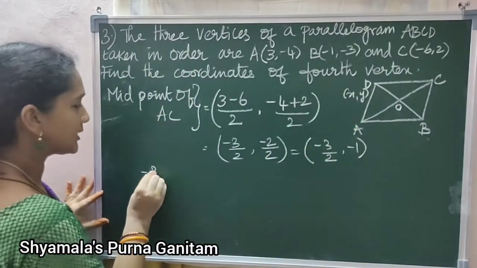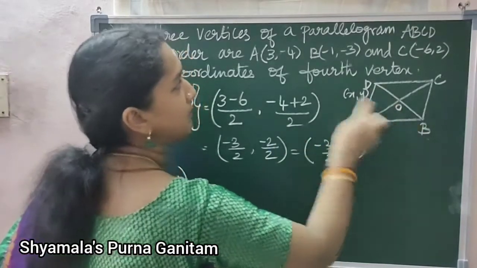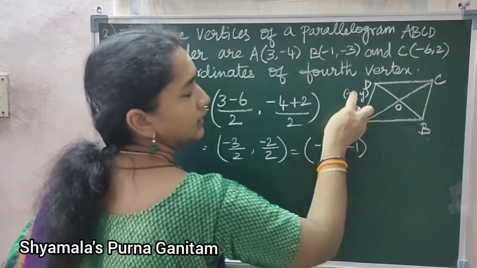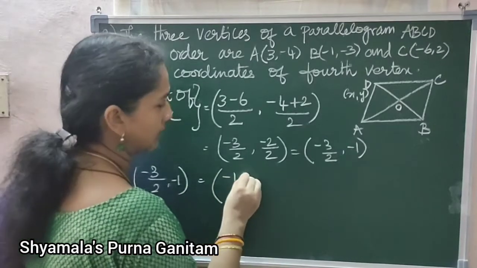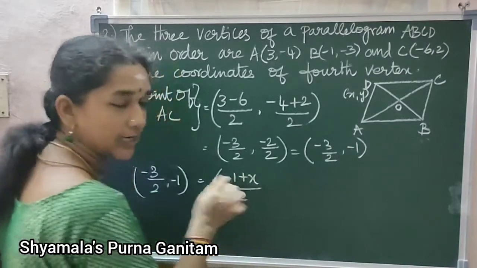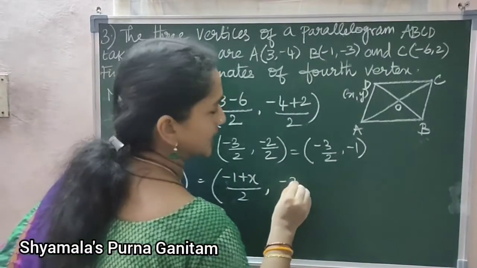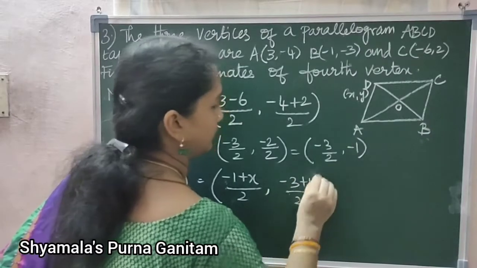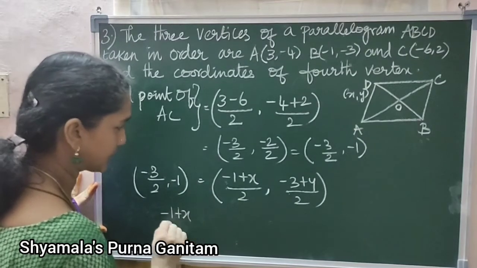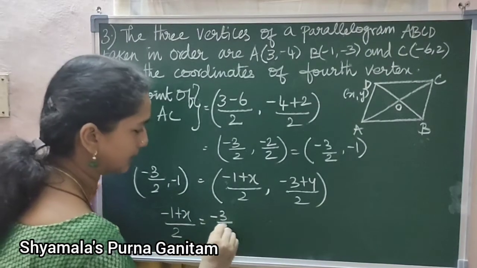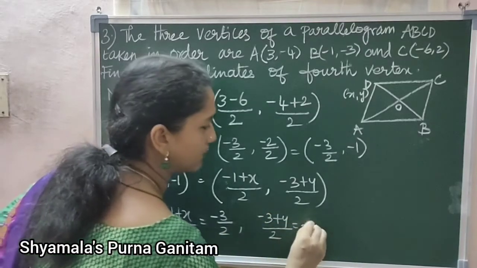So minus 3 by 2 comma minus 1 is equal to, what is the B point? We will take the midpoint formula for this. So B is minus 1 plus x by 2. That only you are asked to find. Minus 1 plus x by 2 and minus 3 plus y by 2. Okay, so we equate this. Minus 1 plus x by 2 is equal to minus 3 by 2 and minus 3 plus y by 2 is equal to minus 1.